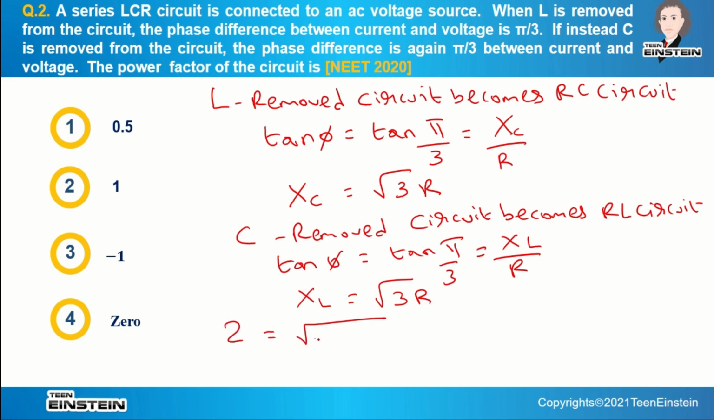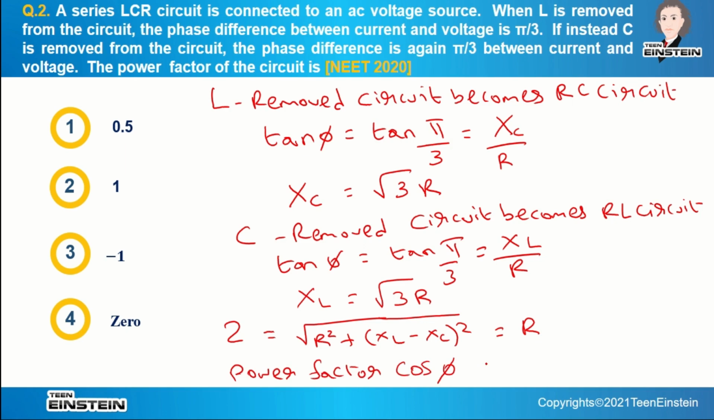Okay, so the impedance of the circuit is given by Z equal to root of R square plus (XL minus XC) the whole square. Since both XL and XC are equal, you will be getting it as R, and the power factor cos phi is given by the ratio of R and Z. So that will become R by R, so it will become 1. So the correct answer is option 2, 1.